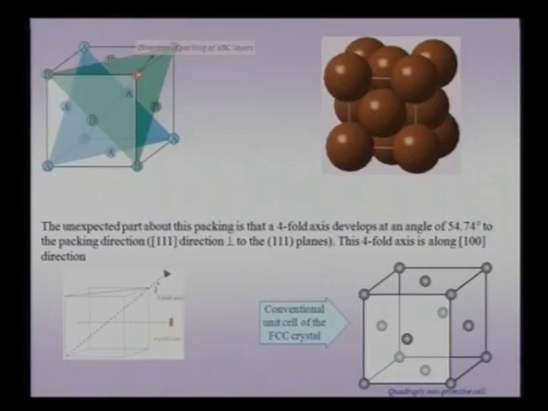But what is surprising which arises during this kind of ABC packing is the existence of the 4-fold. Now we are doing the packing along this 3-fold direction, which is the vector we have shown here, which is the direction of the packing of the ABC layers, but surprisingly at an angle of about 54.74 degrees to this 3-fold axis, you get a 4-fold axis. And this aspect is not obvious when you try to do this packing, but this is generated purely by this kind of packing, which is the ABC kind of packing.